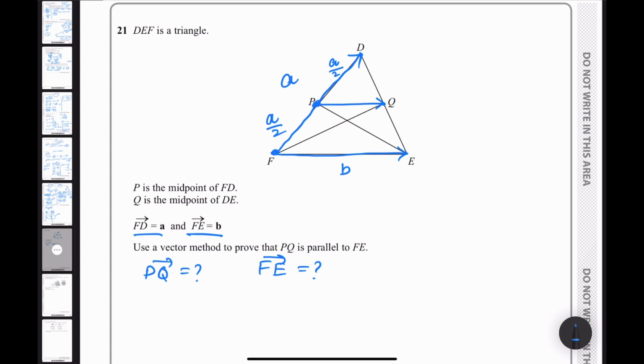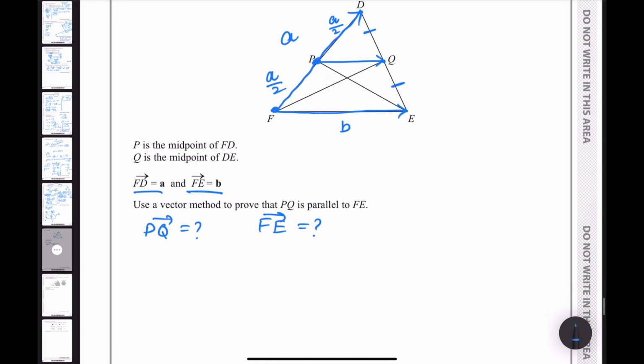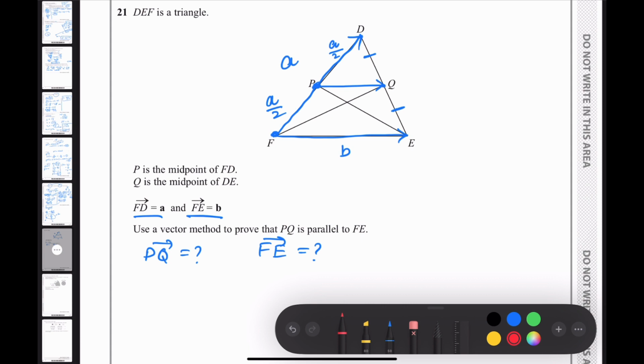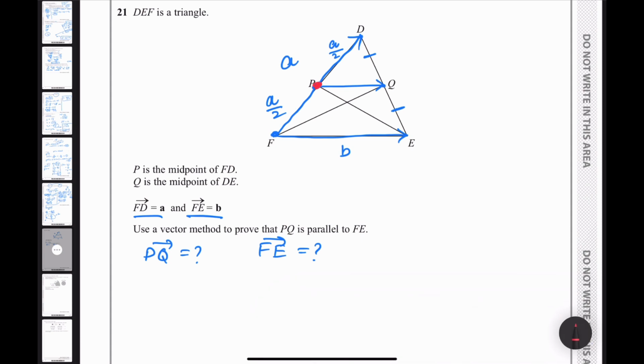Q is also the midpoint, which means these two sides are the same. So let's find out DE first of all, because we want P to Q. If you want to find P to Q, we have to go from P to D and then from D to Q. We have P to D, but we do not have D to Q. So first we have to find DE, then we'll half it and work out DQ.